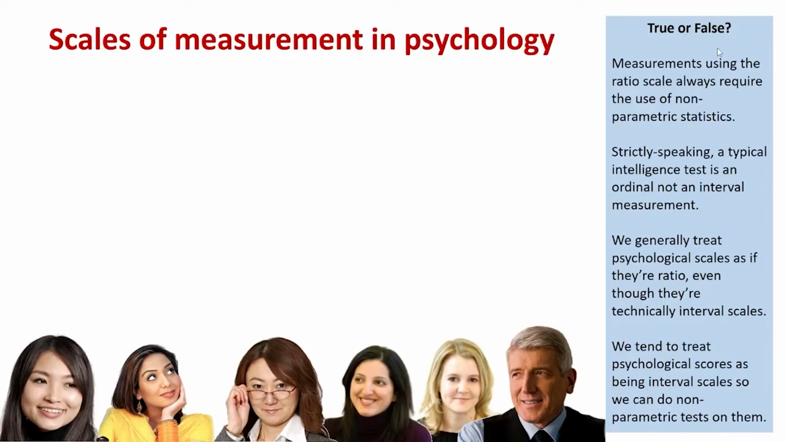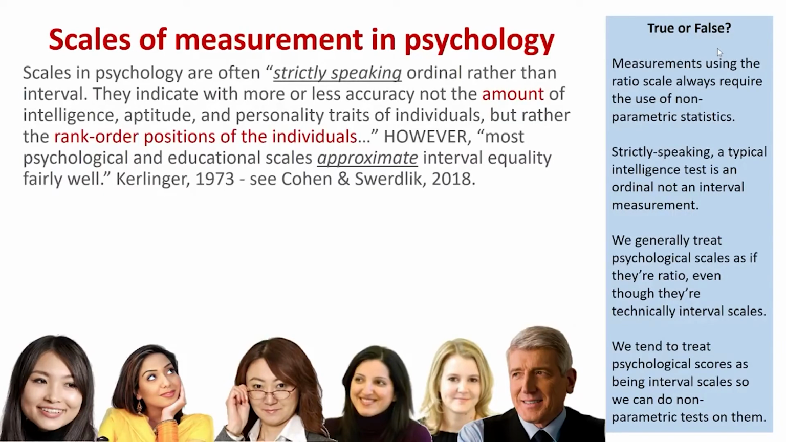So, we've talked about scales of measurement in lots of different disciplines. Let's talk about scales of measurement specifically in psychology. Generally speaking, scales in psychology are, strictly speaking, ordinal rather than interval. For example, when we're measuring something like intelligence, you can make the argument that the difference between someone with an IQ of 120 and 110, that's 10 points, doesn't mean the same thing as the difference between someone with an IQ of 70 and 80. Even though they're both 10 points, that doesn't mean that's the same difference in intelligence.